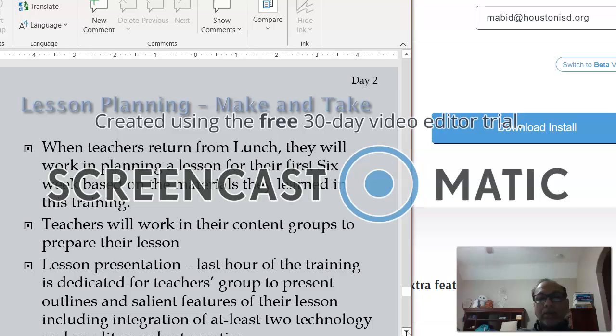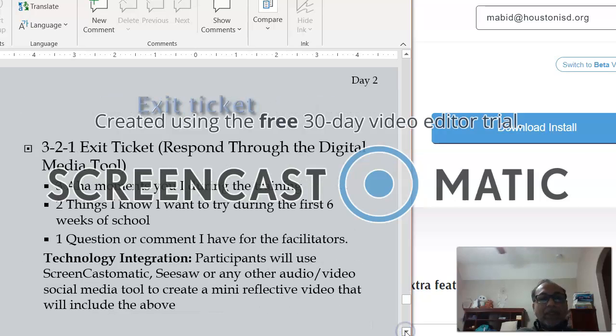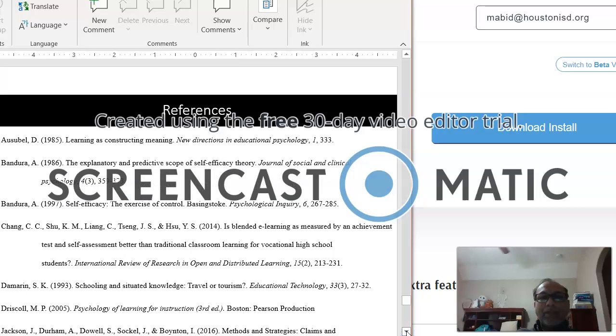And then after lunch, when they come back, they will complete a lesson plan. So this is an opportunity they are provided, according to Ausubel's theory. They will be creating their own lesson, and then they're going to do an exit ticket. And here are my references. And that's all for my planning.